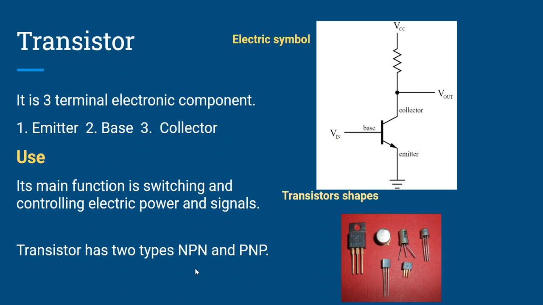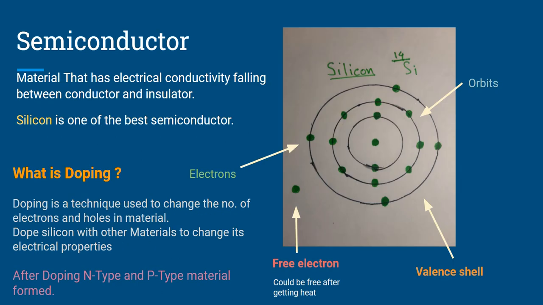Basically in BJT we have two types, PNP and NPN. These transistors are made up of semiconductors, and semiconductors fall between conductors and insulators. Silicon is one of the best semiconductors as it has 14 electrons. 4 electrons are in its valence shell, and silicon wants to make covalent bonds with other silicon atoms, so it needs 4 more electrons.